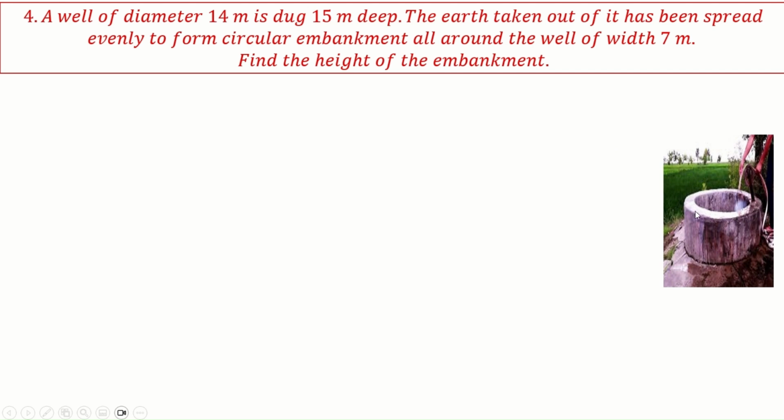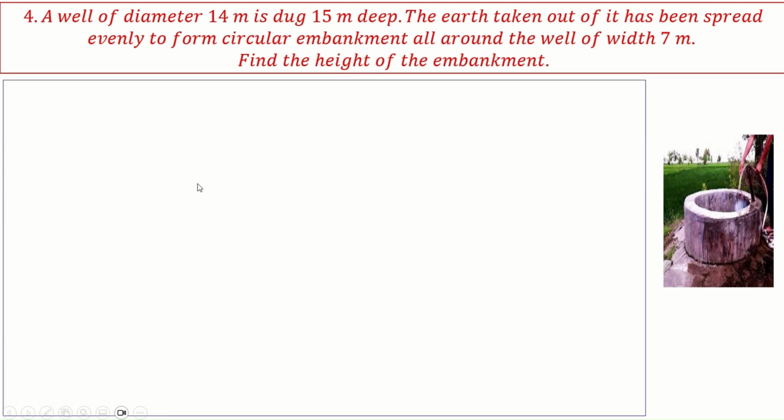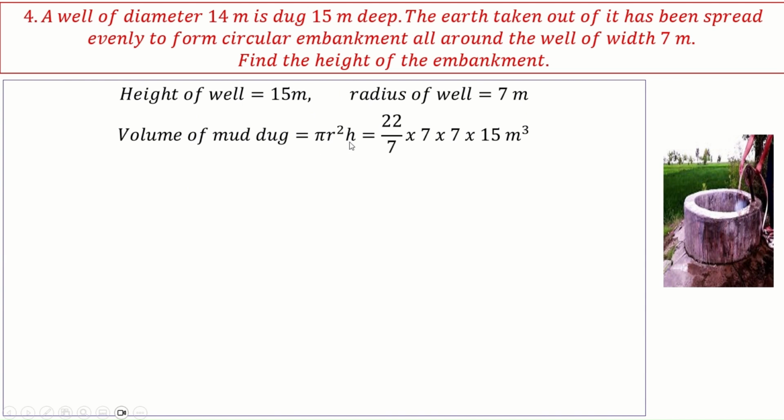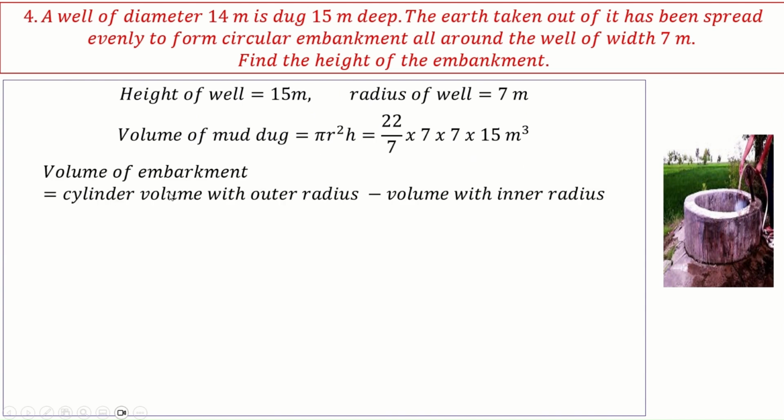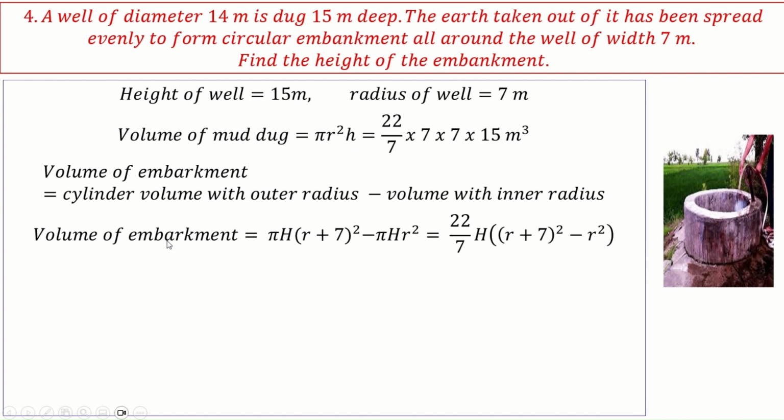And width is 7 meters. Okay, so the outer radius is 7 plus 14 by 2, that is 7 plus 7, 14. Okay, so let's see. Height of the well is 15 meters, radius of the well is 7 meters. Volume of the mud dug is pi r square h, which is this value. Volume of the embankment is cylinder volume with outer radius minus volume with the inner radius. So volume of embankment is pi h (r plus 7) square minus pi h r square. So this is the value, 22 by 7 into h into ((r plus 7) square minus r square).